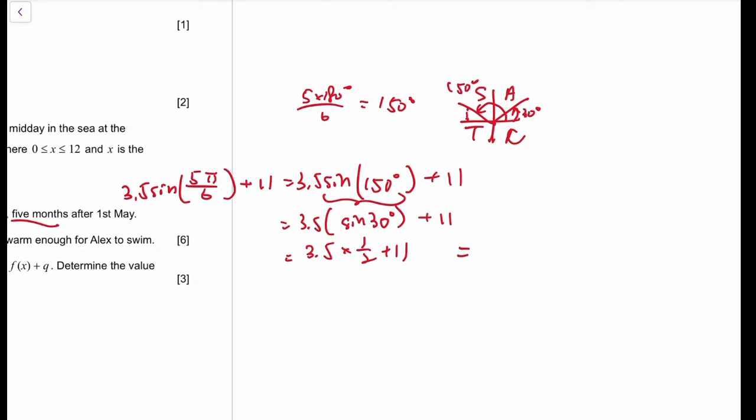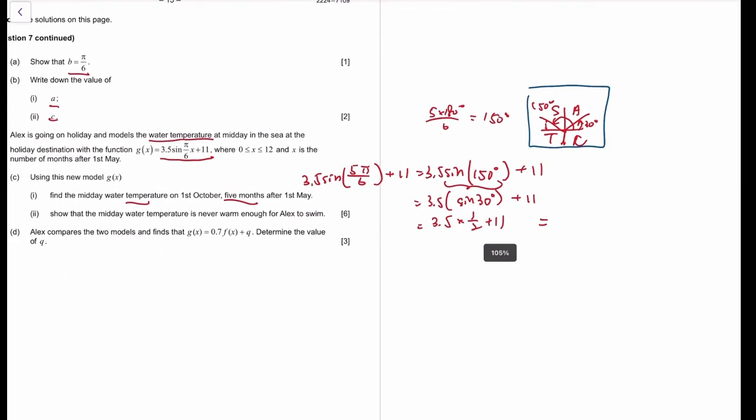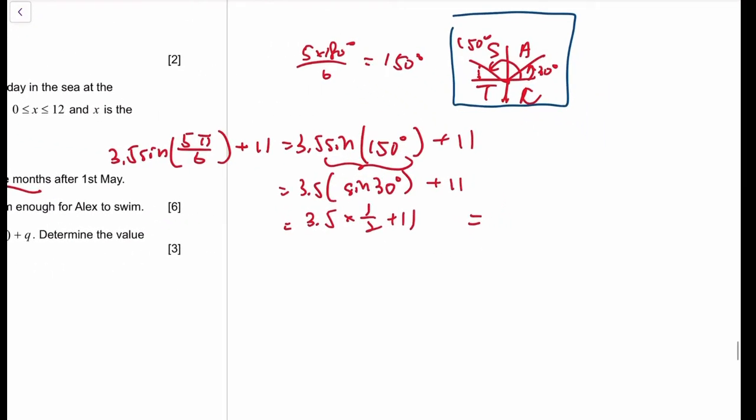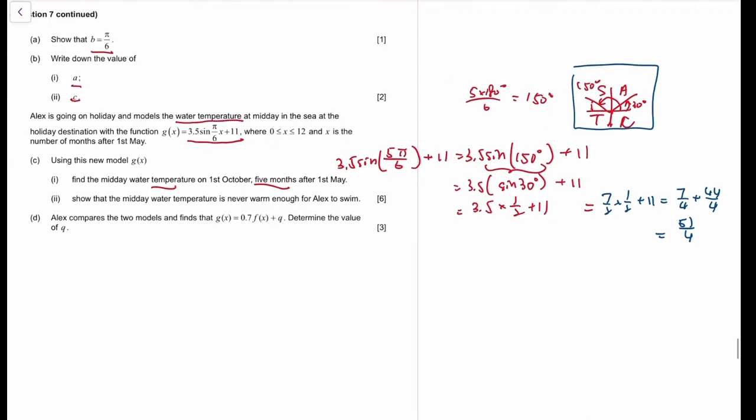Right. So again, you need to know the CAST diagram thing in order to do this. What's 3.5 times half? 3.5 is what? 7/2 times half plus 11. So that's 7/4 plus 44/4. So that's what? 51/4? I don't know why they made us do calculation like this.